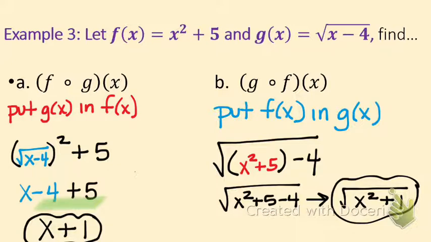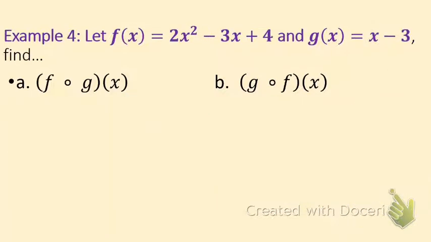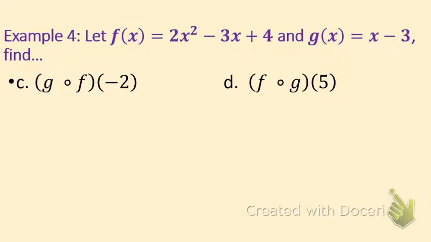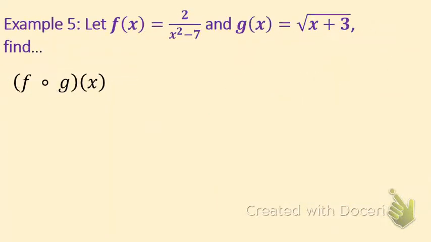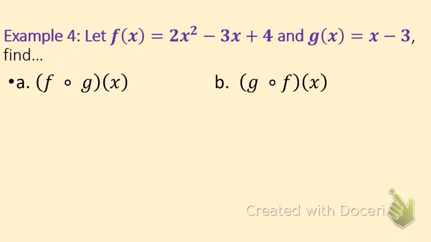Okay, we have one more example, I think. We're almost finished. Go ahead and copy down example 4. Let me see. So now they're getting just a little bit more complicated. So we have f of g and g of f.